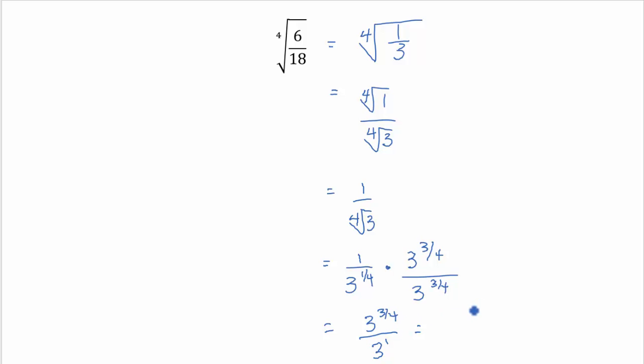So I can rewrite 3 to the 3/4 as the fourth root of 3 cubed. And in the bottom I just have 3. And the fourth root of 3 cubed is the fourth root of 27 over 3. So that is my answer rationalized.